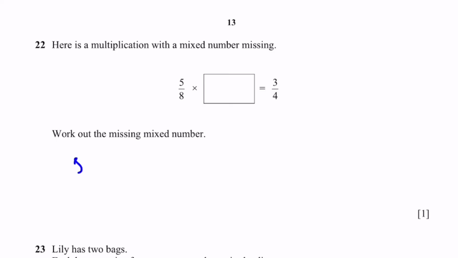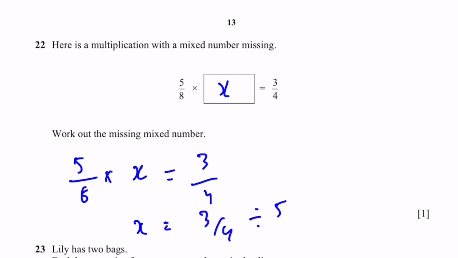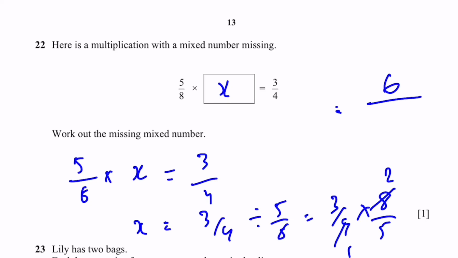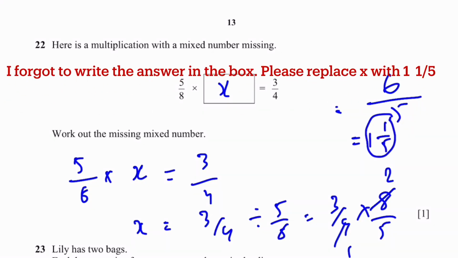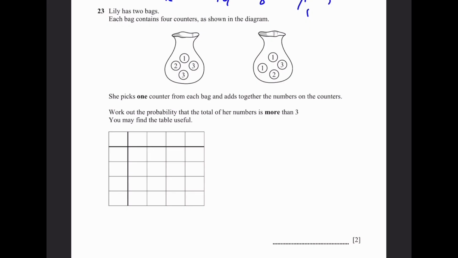So 5 by 8 into x, we'll write the dash as x, is equal to 3 by 4. That means x equals 3 by 4 divided by 5 by 8, which is 3 by 4 into 8 by 5. Now we can cancel out some things, which is 6 by 5, and that's 1 by 5. That's the answer.